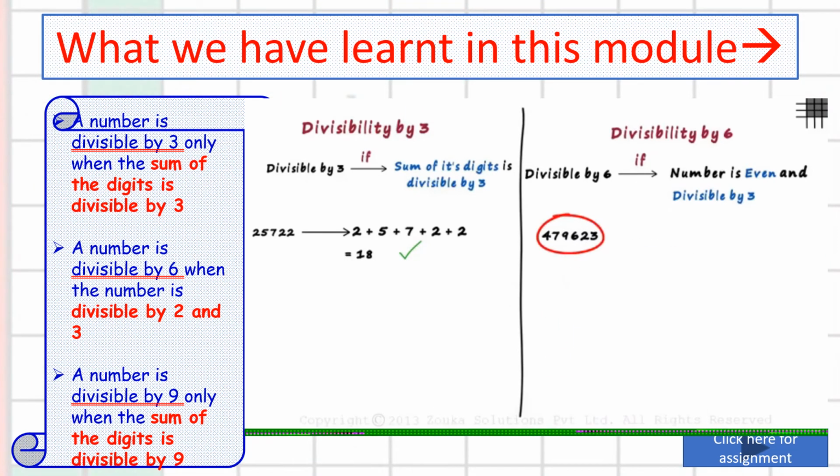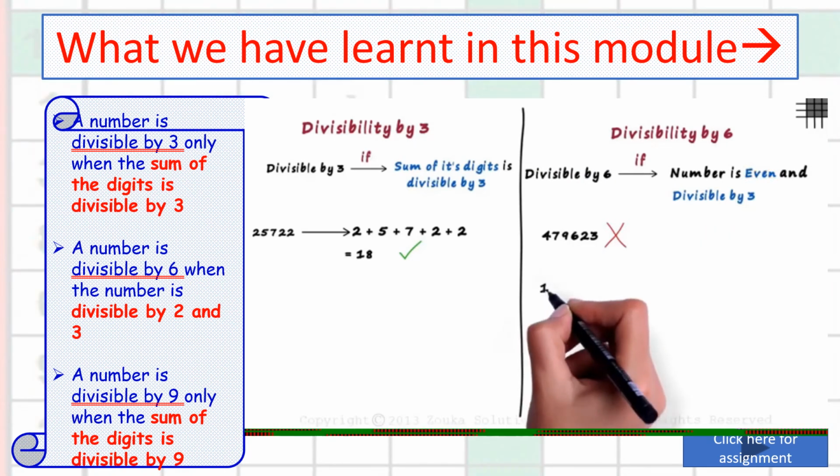479,623. Is this number even? Since the last digit is not divisible by 2, this number is not divisible by 2. Hence, this number is not even. So we don't need to check for the other condition here. Even if one of them is not satisfied, the number will not be divisible by 6. Here, it's not even and hence will not be divisible by 6.